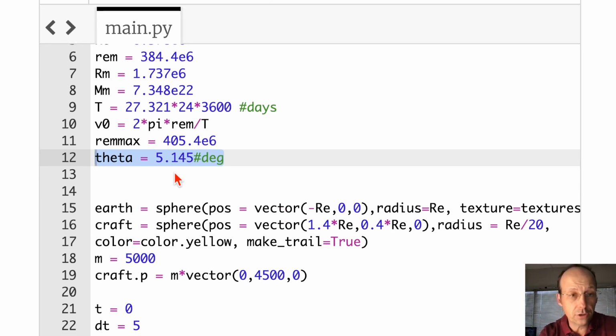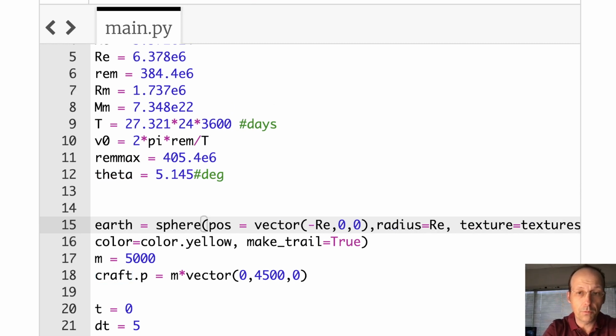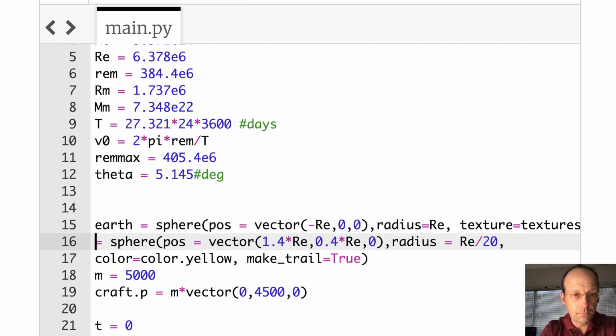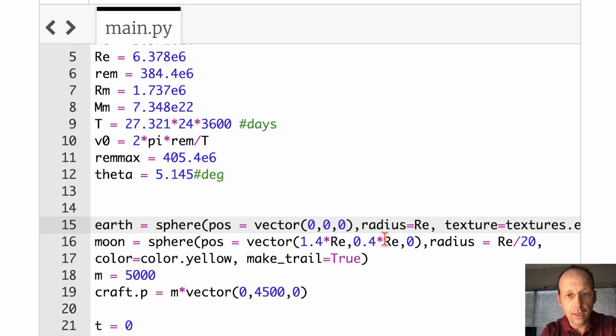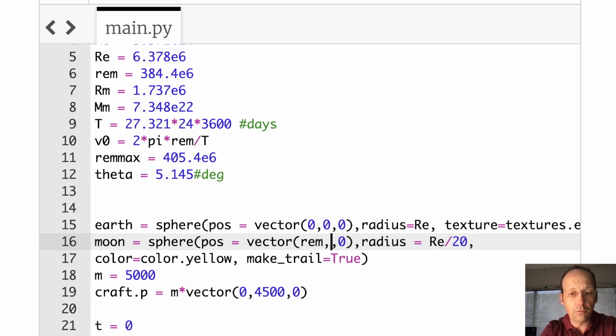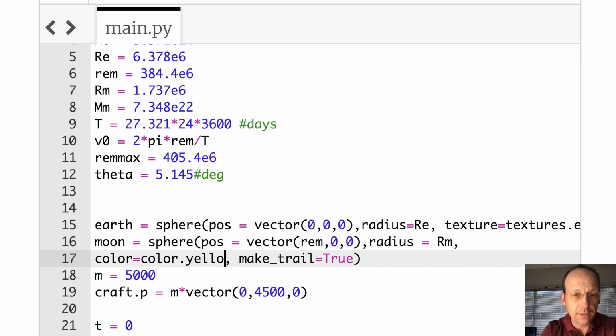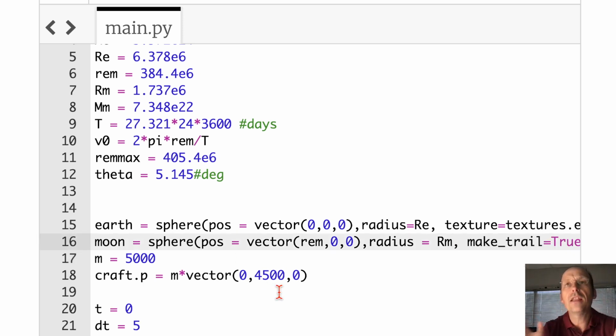I'm going to change craft to moon. Moon, it's a sphere. Its position, let's put the Earth at the origin. It doesn't really matter. Its position for this one is going to be REM, 0, 0. It's on the x-axis. And the radius is going to be RM. And the color is not going to be yellow. It's not a yellow moon. It's not made of cheese. Never was. The default color is white, so I'm going to leave it like that because it looks like a moon.